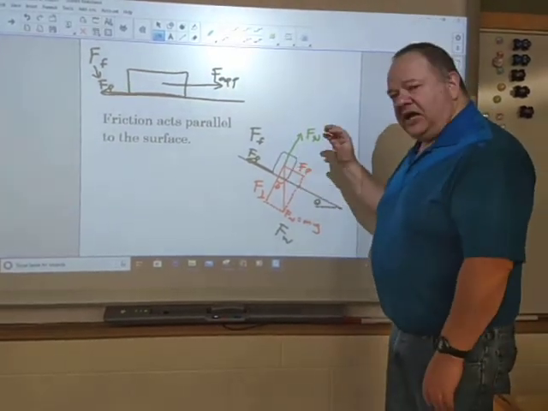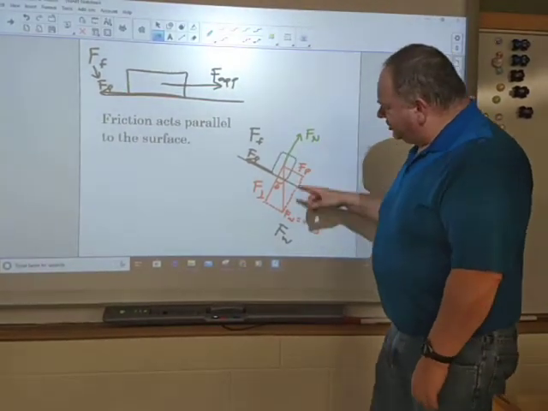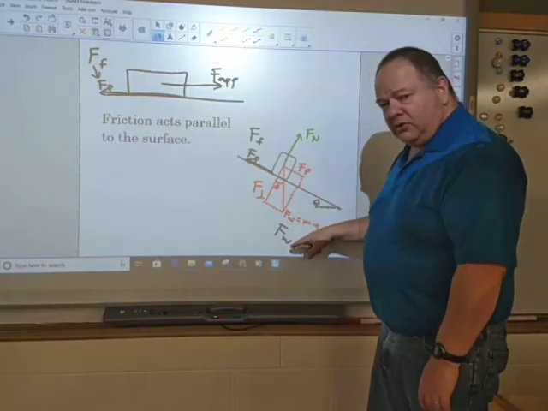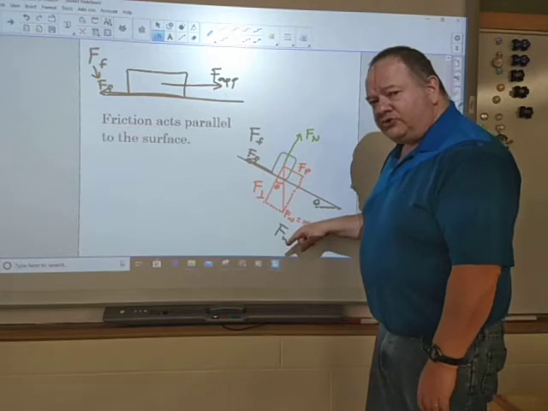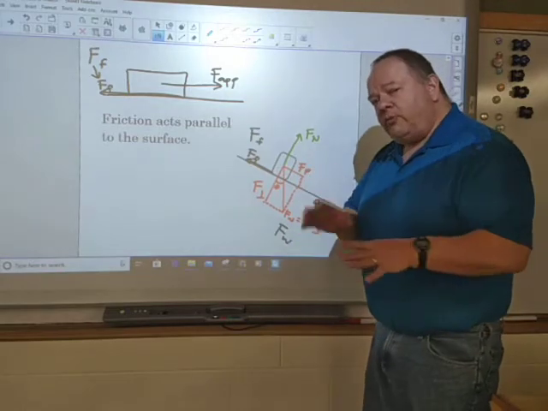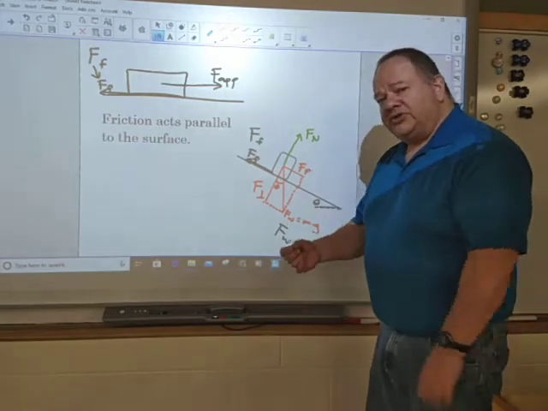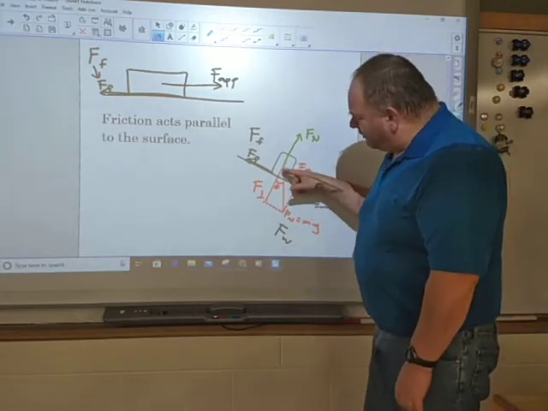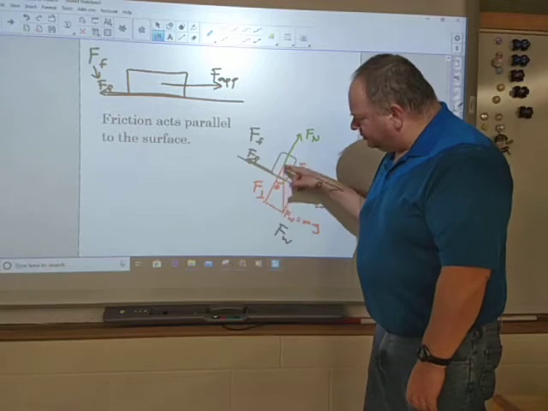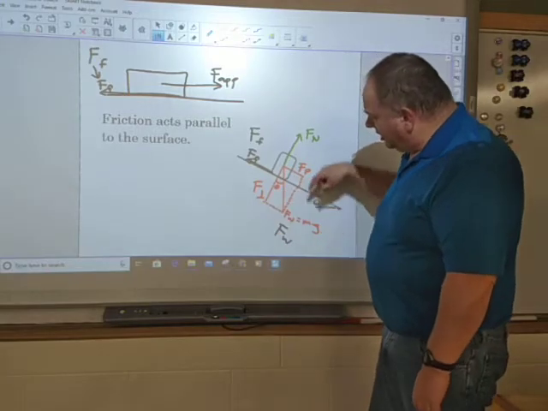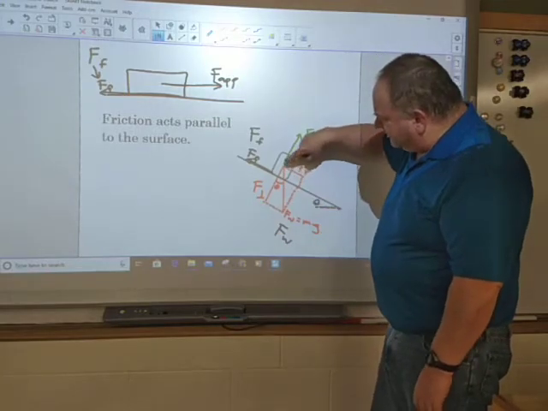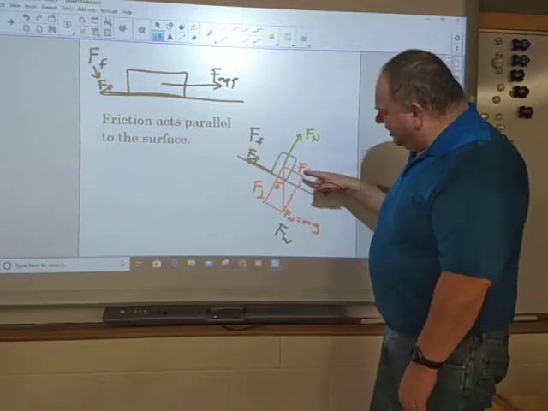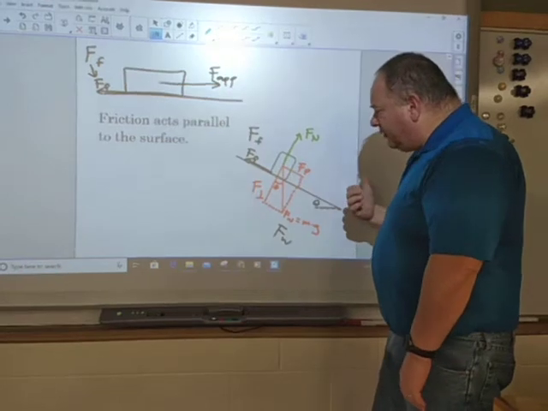Here's a block that's on an inclined plane. So, what are the forces acting on it? Well, the weight is acting straight down. It can't move straight down. So what we do is we break the weight up into two components. Remember components? One of those components is perpendicular to the incline, and one of those components is parallel to the incline. The parallel component is trying to make the block move down the ramp.